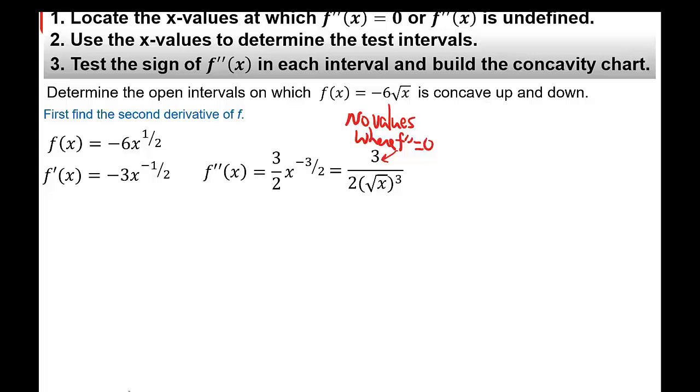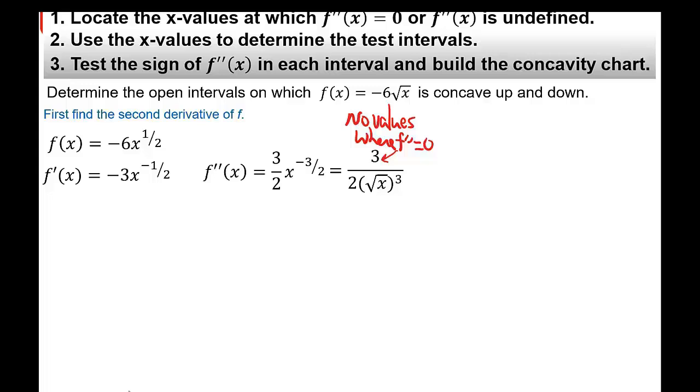a square root, when you take the derivative, you're going to get a square root in the denominator. So you look at that second derivative as a fraction. The only way a fraction can be equal to 0 is for its numerator to be 0. Well, 3 is just 3. It's never going to be 0. So there aren't any values where the second derivative is 0.